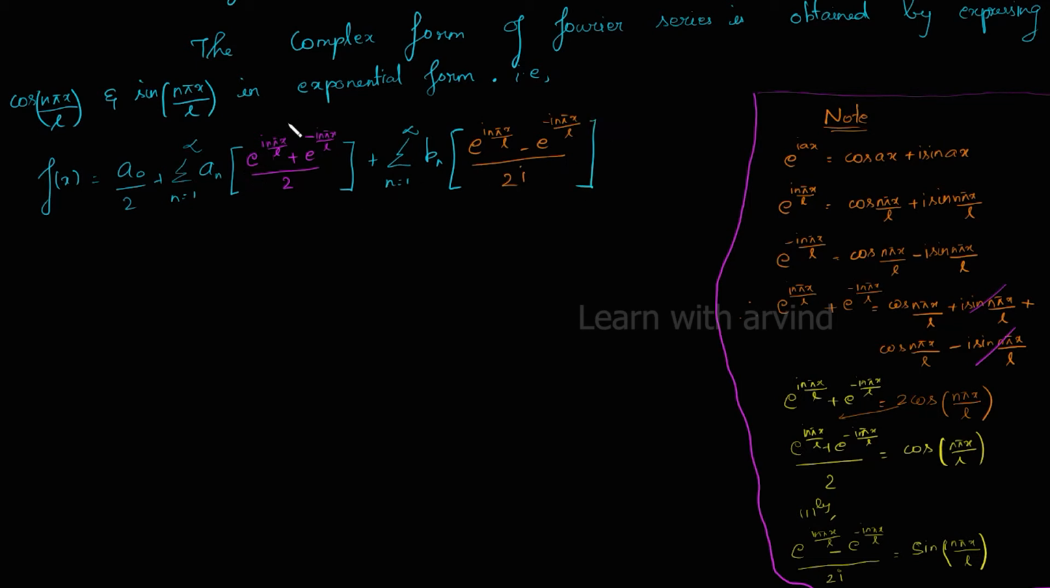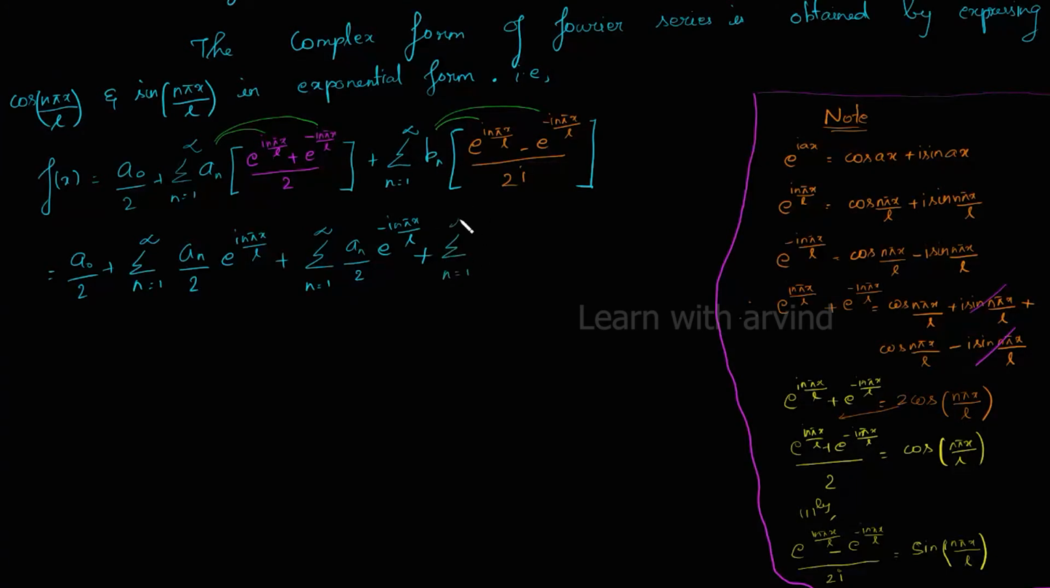Now multiply an and bn inside the bracket. We will be getting summation n is equal to 1 to infinity an by 2 e power i n pi x by l plus summation n is equal to 1 to infinity an by 2 e power minus i n pi x by l. The same way we will be multiplying bn too. We will be getting summation n is equal to 1 to infinity bn by 2i e power i n pi x by l plus summation n is equal to 1 to infinity minus bn by 2i into e power minus i n pi x by l. Now write the an terms.